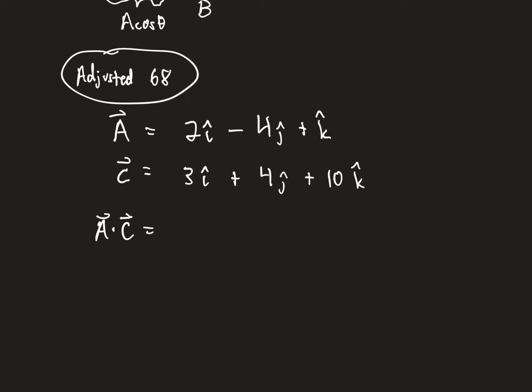Okay, how do I find a dot product? The easy way, you should do like 2 times 3 plus negative 4 times 4 plus 1 times 10. Okay. Sure. How did you know to do that? How do you jump straight to that? You're just good at physics.